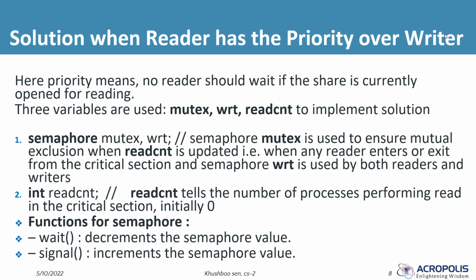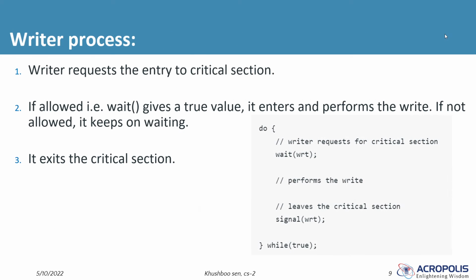So, the solution when reader has a priority override. Here priority means no reader should wait if the share is currently open for reading. Three variables are used: mutex, write, and read count. Now the writer process. Writer requests the entry to the critical section. If allowed, that is, wait gives a true value, it enters and performs the write. If not allowed, it keeps on waiting. Then it exits the critical section.